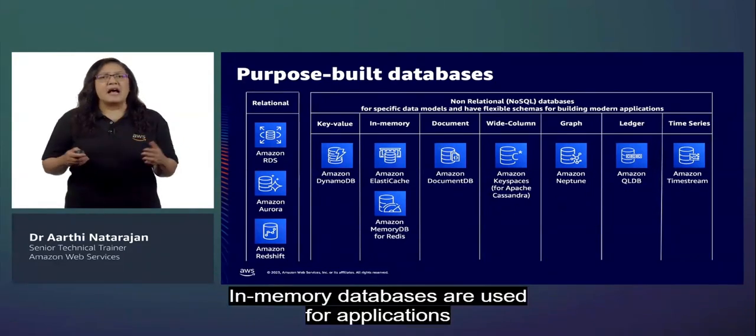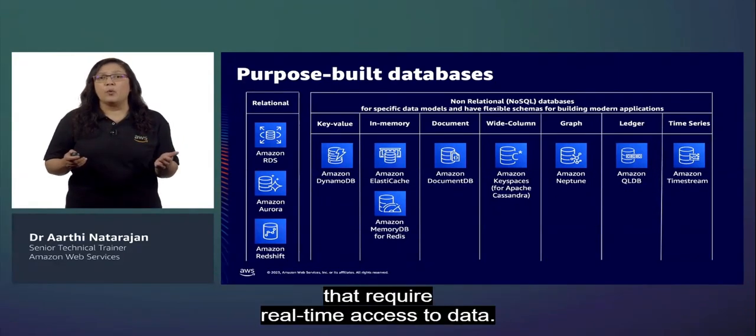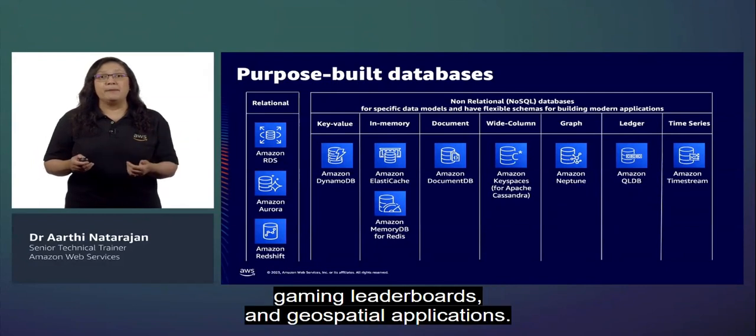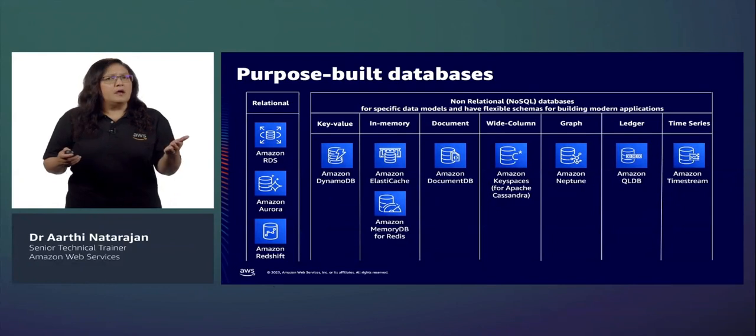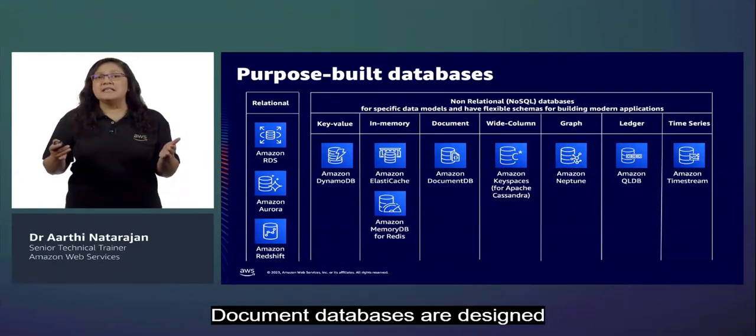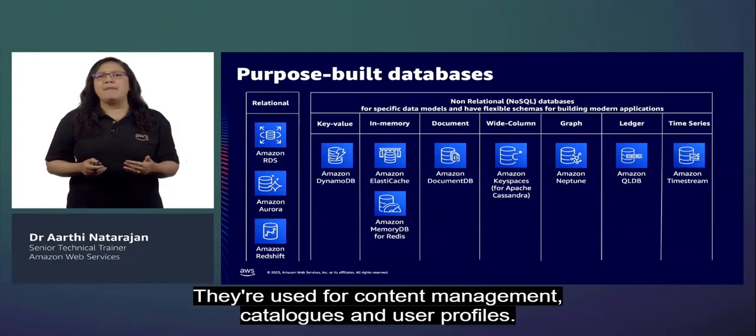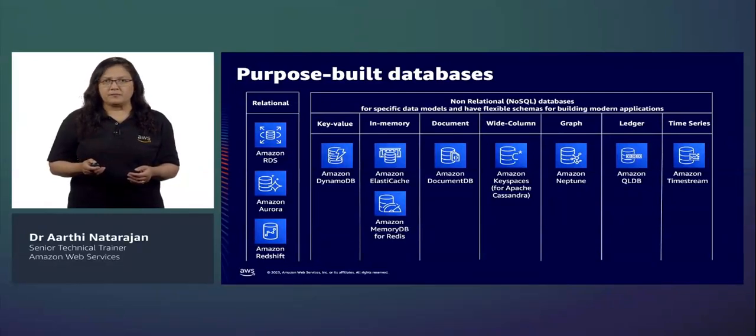In-memory databases are used for applications that require real-time access to data. They are used for caching, session management, gaming leaderboards, and geospatial applications. Document databases are designed to store semi-structured data like JSON documents. They're used for content management, catalogs, and user profiles.